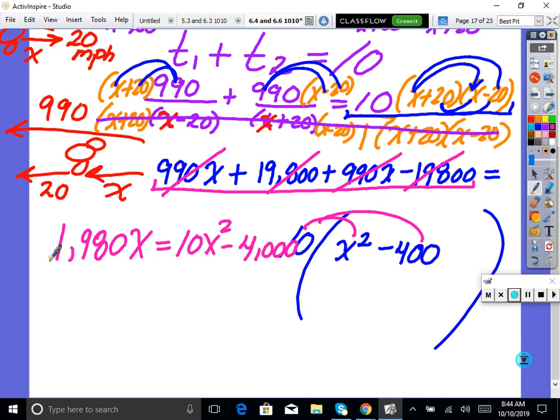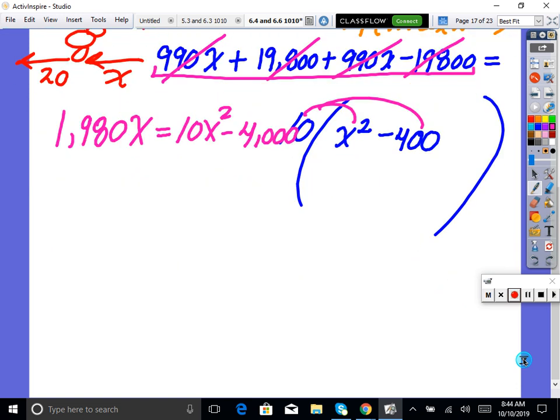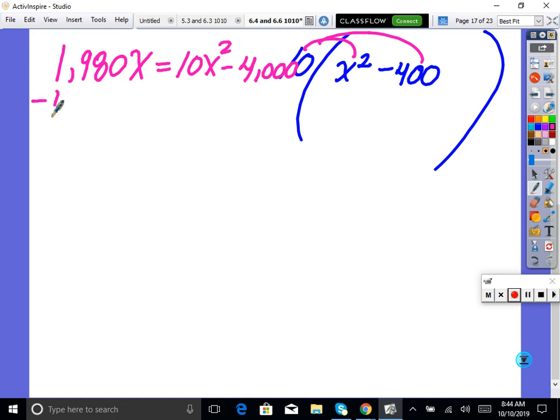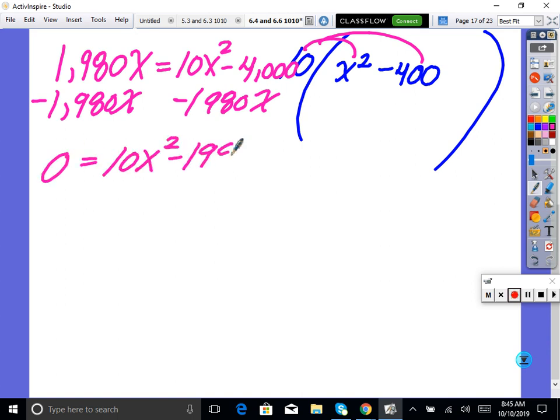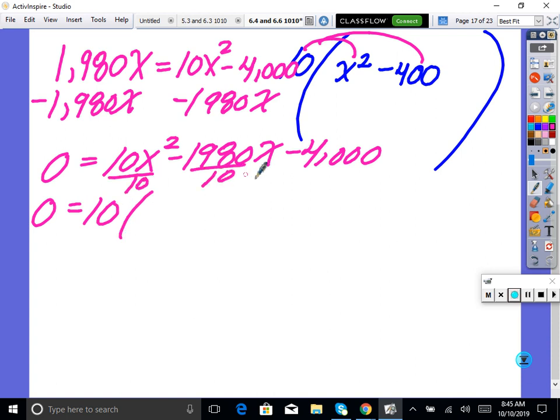Now look at your true statement. Isn't it a quadratic? How do you solve a quadratic? Get it equal to 0. So I'm going to subtract this over. So I have 0 equals 10x squared minus 1980x minus 4,000. Now what I'm going to do from there is factor out a 10, then divide everything by 10, because then my numbers are much smaller. So then we have x squared minus 198x minus 400.